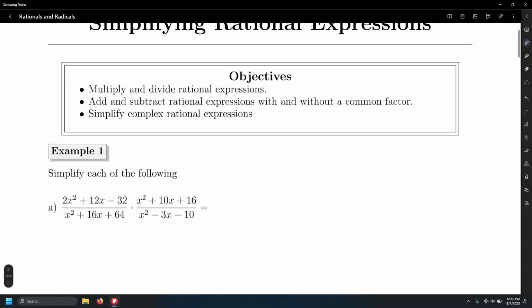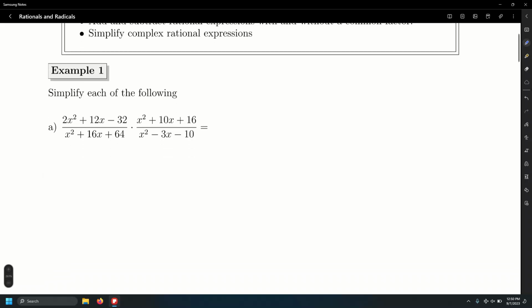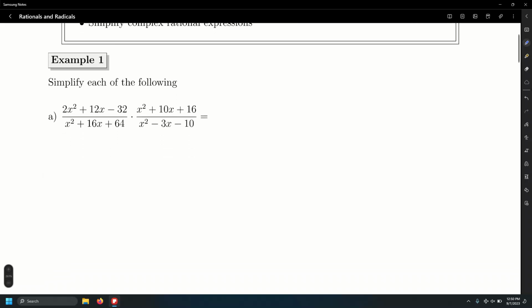All right, so in this case, I know what you might be thinking. Usually when we learn operations, we do addition and subtraction first. However, when it comes to rational expressions, we do the multiplication and division first, and then we do the addition and subtraction afterwards. The reason is that addition and subtraction are a little more involved than multiplying or dividing fractions.